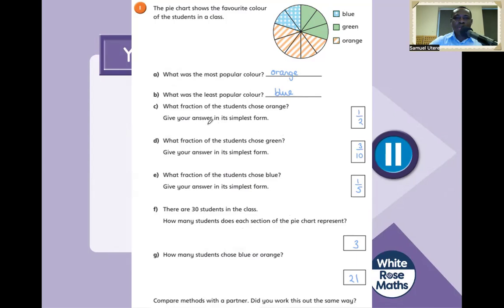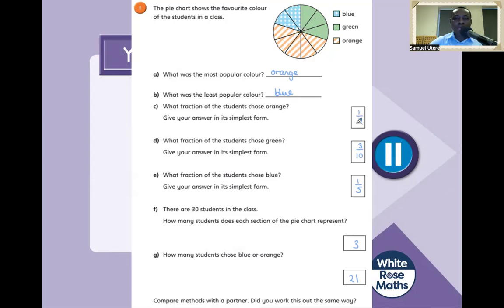And then you ask what fraction of the students chose orange. Okay, the fraction that chose orange, you can see you have 1, 2, 3, 4, 5, and then you have altogether 1, 2, 3, 4. So you have 5 out of 10 parts. So if you simplify that, you get a half.